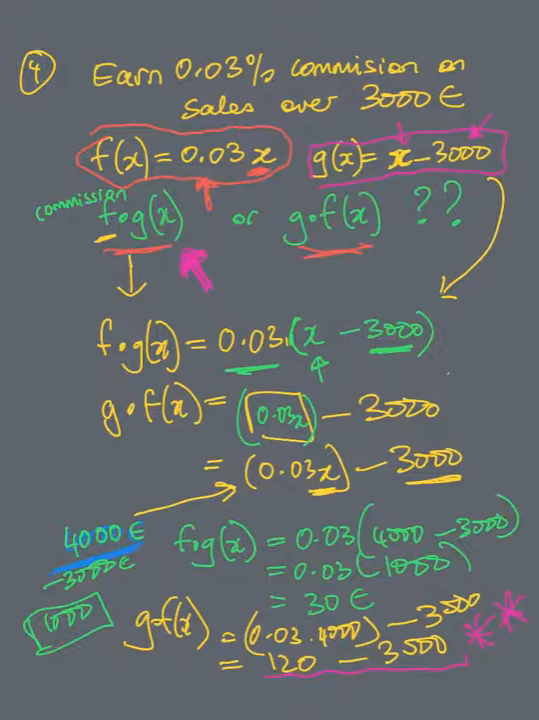So really the answer they're looking for is that this is going to show you your total commission because it takes into account subtracting from your sales the initial 3,000 euros that you don't earn anything with, and then giving you commission on what's left over. So that's how that works.